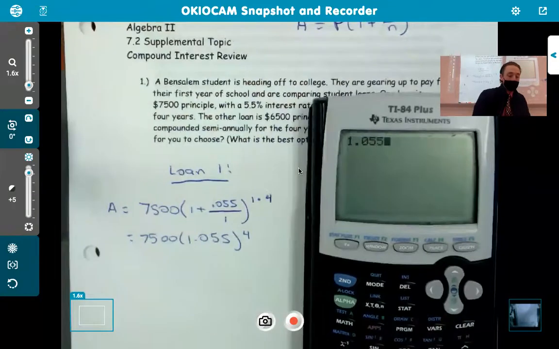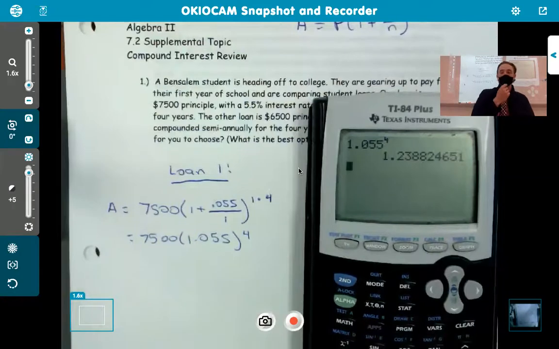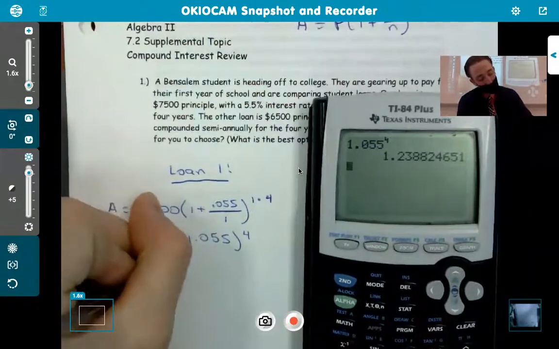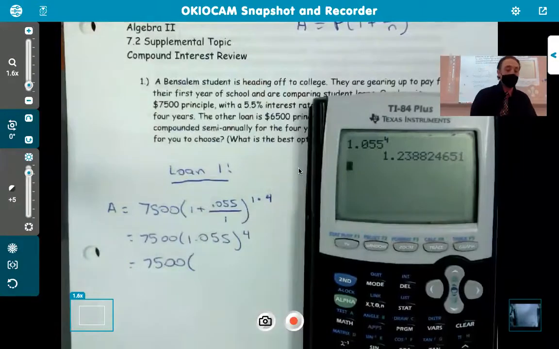So I have 1.055, raising that to the fourth power. Gives me 1.238824651. Remember what we did back on Friday for each of these was kind of rounded to the nearest thousandth. So it gave us a little bit of a closer look, maybe a better estimate into what that final value actually is. So if I round this decimal to the nearest thousandth, what's going to be the number that I use? Thousandth is 3 decimal places.